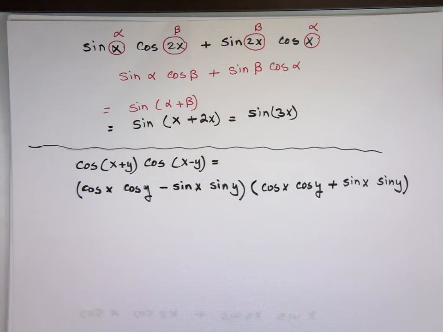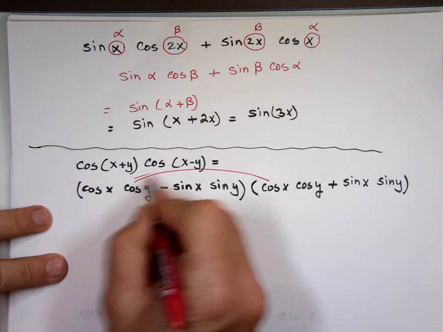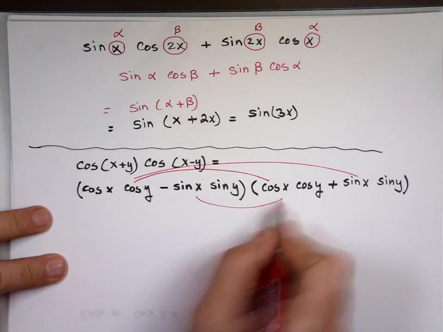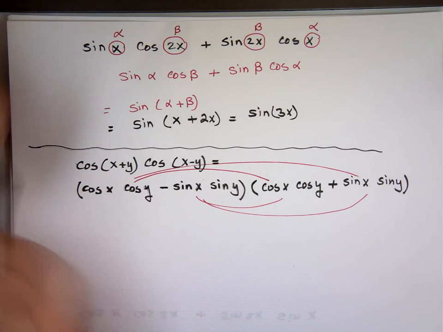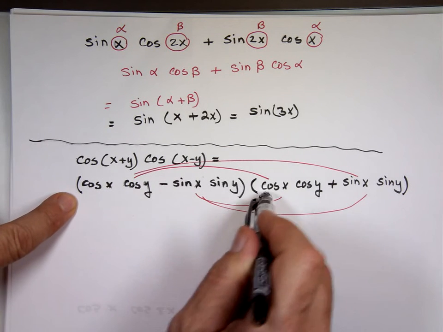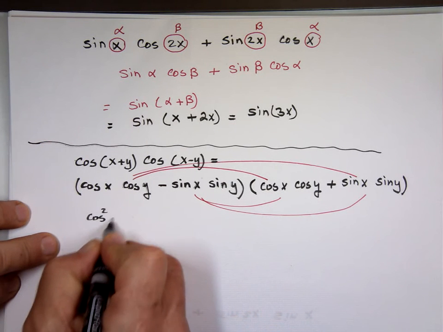How do you multiply these? I'll give you a little hint. It's a four-letter word, not the one we use a lot outside the class. Foil. Yes, the foil method. What's cosine x, cosine y times cosine x, cosine y? Yep, cosine squared x, cosine squared y.